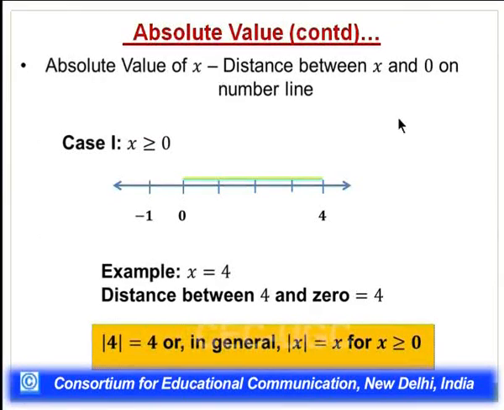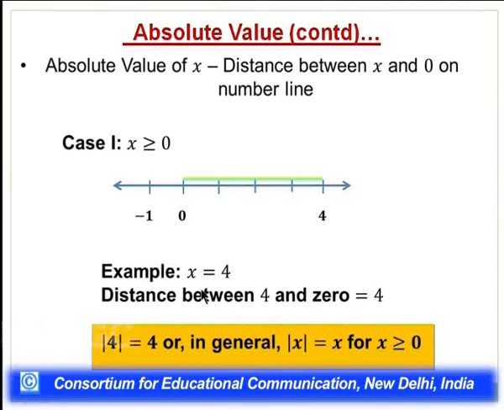Now, getting into specifics, we have said that the absolute value of x is the distance between x and 0 on the number line. Now, this number x that we are visualizing, there are two possibilities as far as this number is concerned. The number x could be non-negative, it could be greater than or equal to 0, or the second possibility is that this number could be negative. Let us take the first possibility into account. Let us suppose the number x is non-negative. It is greater than or equal to 0.